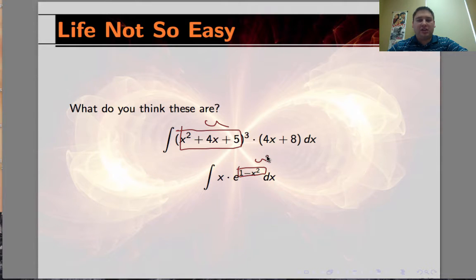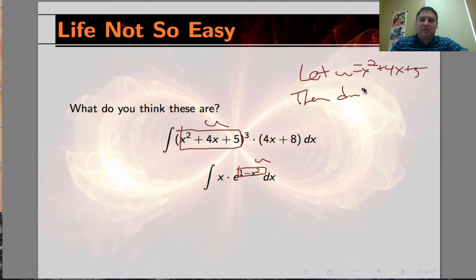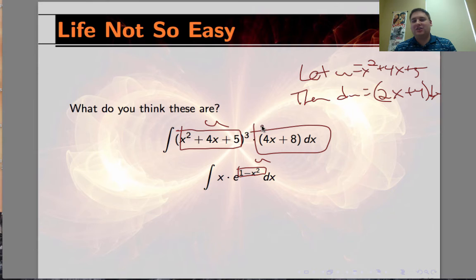But what you'll see is that when you calculate du, you don't get what's left here. So for instance, up here when u is x squared plus 4x plus 5, if I let u equal x squared plus 4x plus 5, then du is the derivative of that, which is 2x plus 4 times dx. And unfortunately, I don't have a 2x plus 4 dx. I have a 4x plus 8 dx. So how are we going to get around that? A similar problem happens in the second one. So I want you to play with these a little bit, see what you can come up with, and we'll talk about it in class.